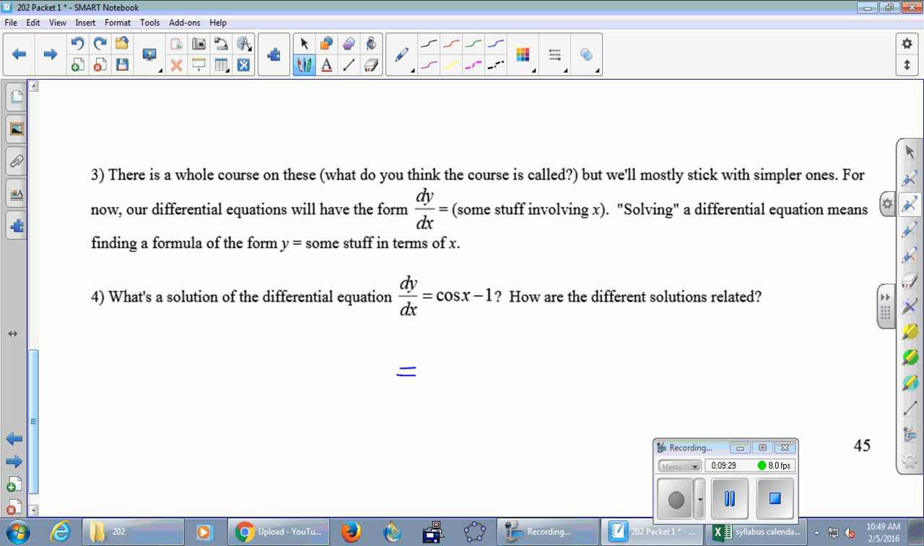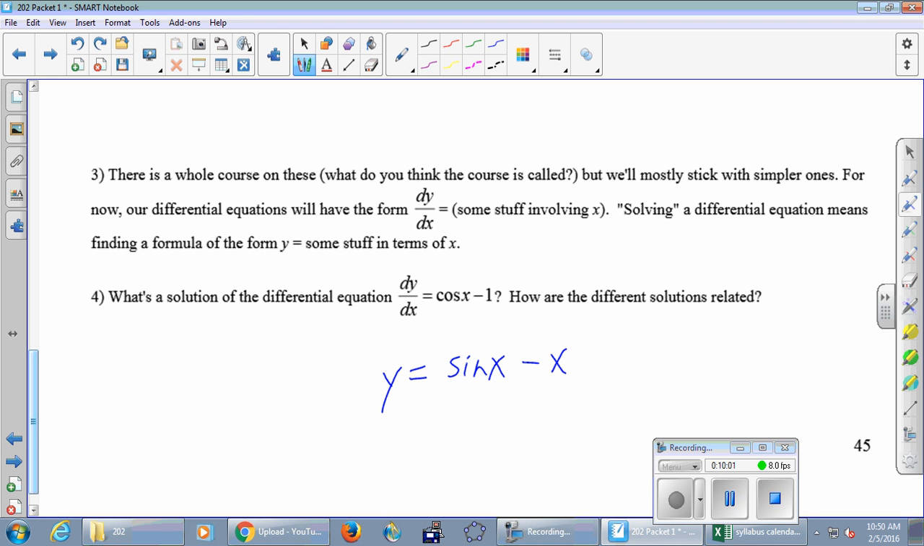Antiderivative of cosine, being very careful. Sine, being very careful. It's quite easy to make a mistake with the signs of our antiderivatives of sine and cosine. Antiderivative of minus 1, negative x. What's a good name for this thing? Y is a wonderful name for that thing.